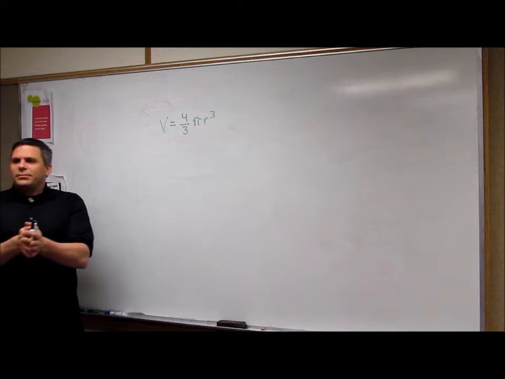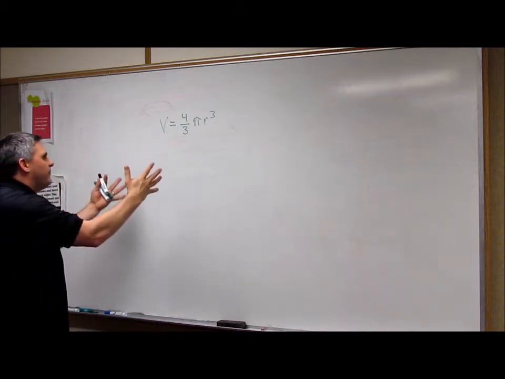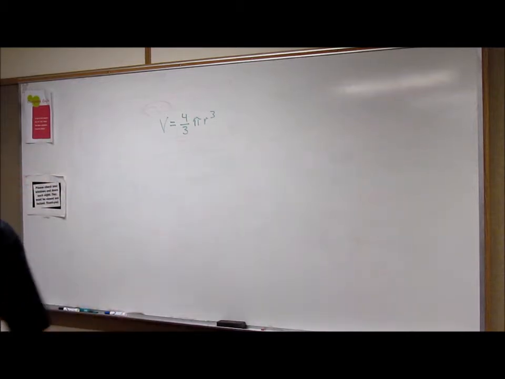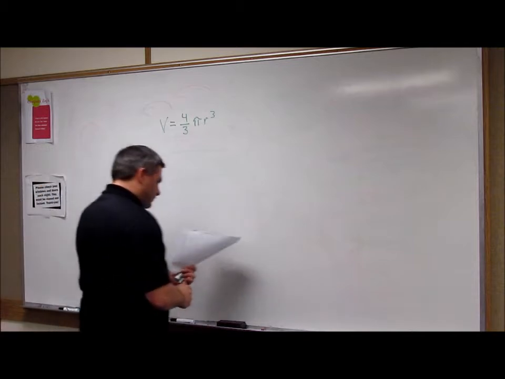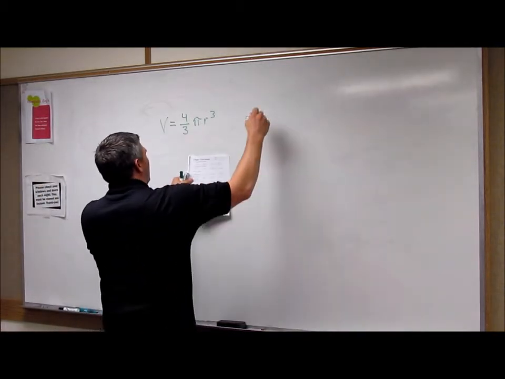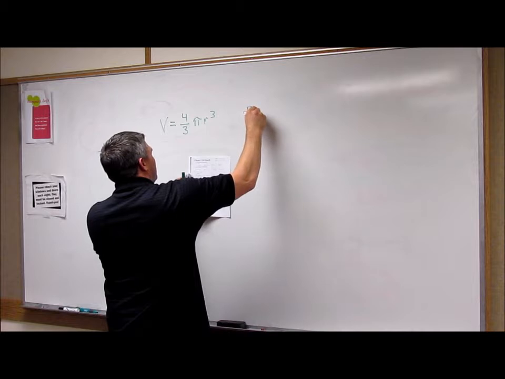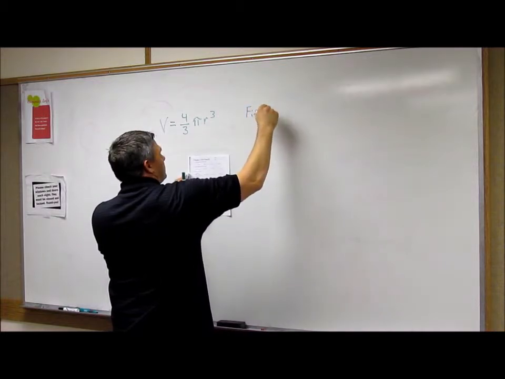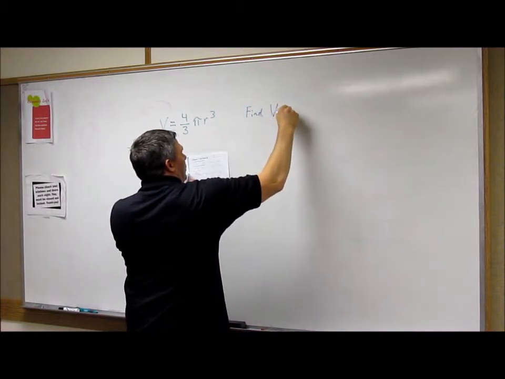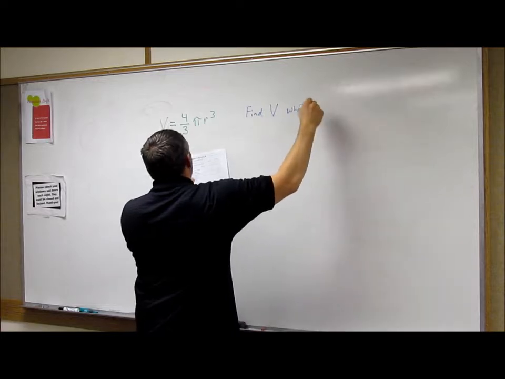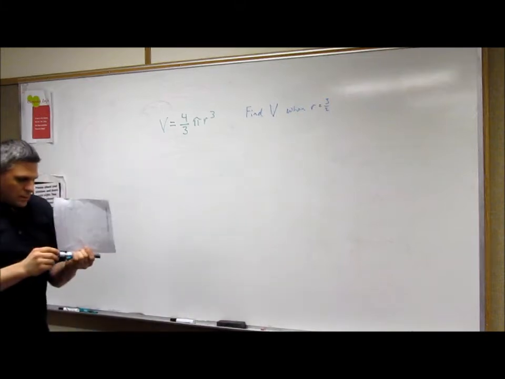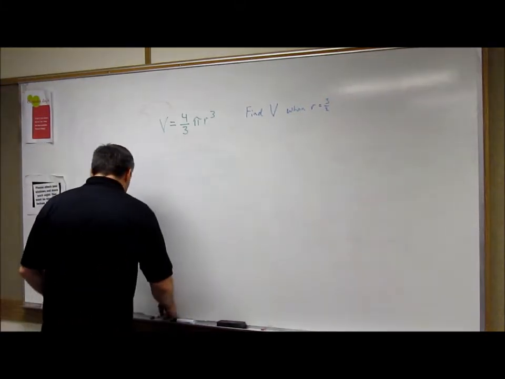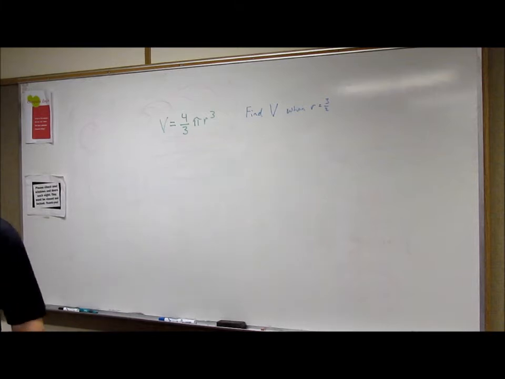So, you have this problem, right? They give you the crazy formula, okay? Now, on top of that, they give you: find V when R equals 3/2. Okay? R equals 3/2.